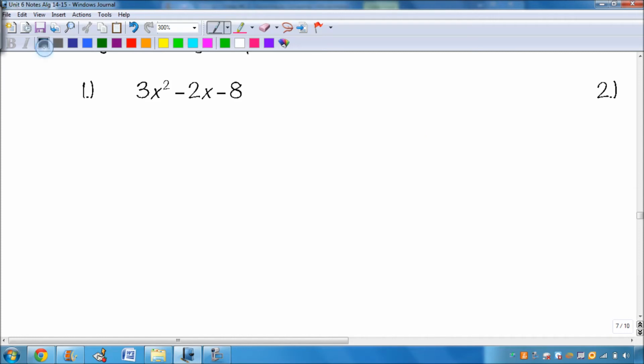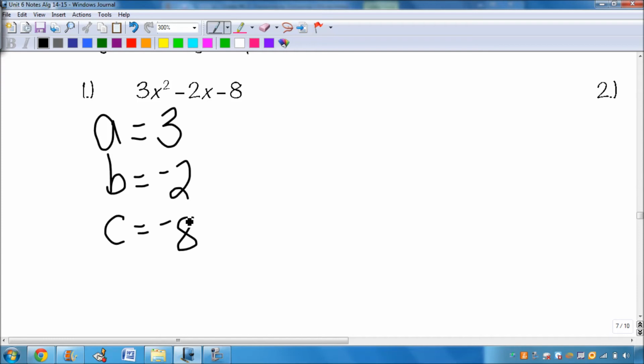So in question number 1, let's identify what A is, what B is, and what C is. So if you could go ahead and do that, press pause and come back to me to see how you did, that would be great. Okay, so A should be 3, B should be -2, and C should be -8. Remember, because it's always in the form ax squared plus bx plus c.